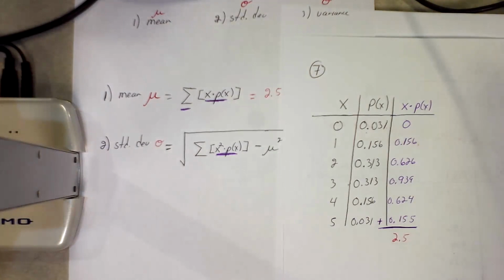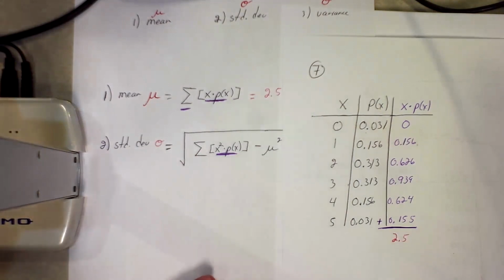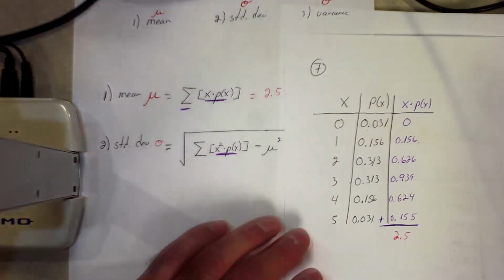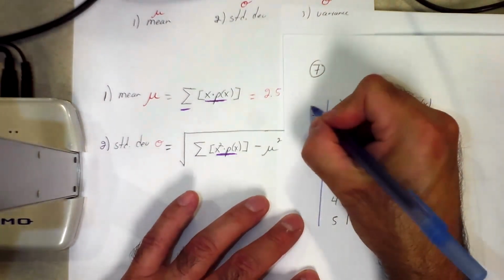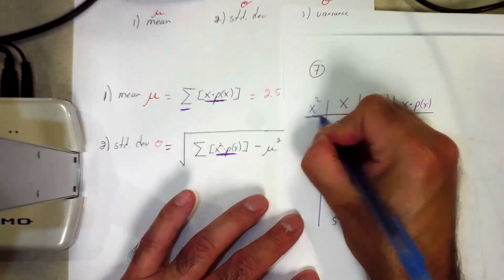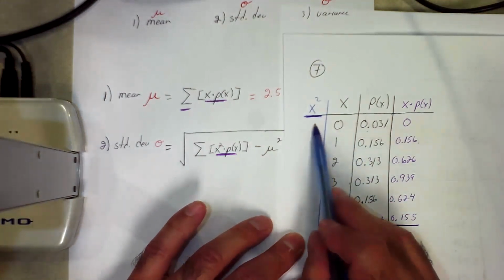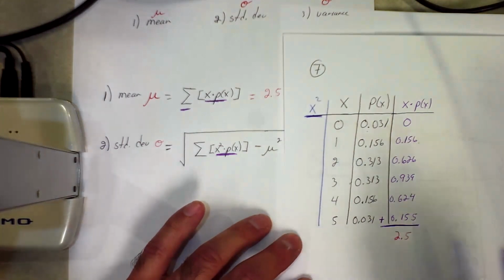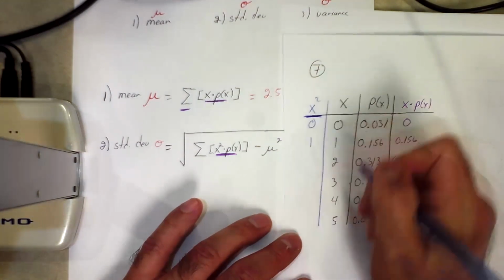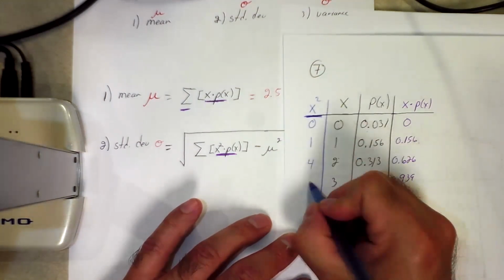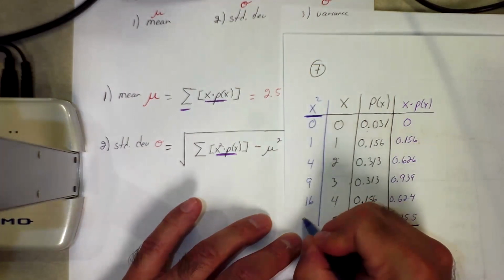So I have to multiply x squared times p of x. Well, I have the p of x, but I don't have x squared. So you're going to have to make a column in front of the x and label it as x squared. You're going to square each of these values and put the results here. 0 squared is 0. 1 squared is 1. 2 to the second is 4. 3 to the second is 9. 4 to the second is 16. 5 to the second is 25.